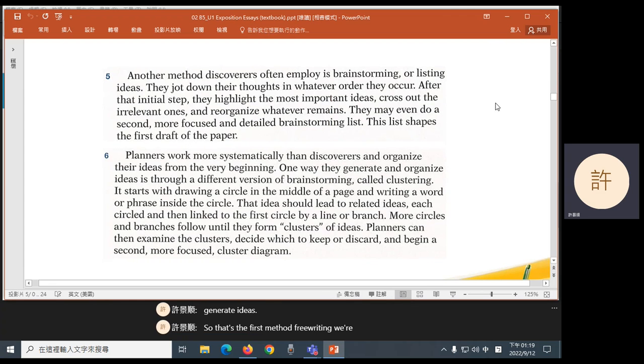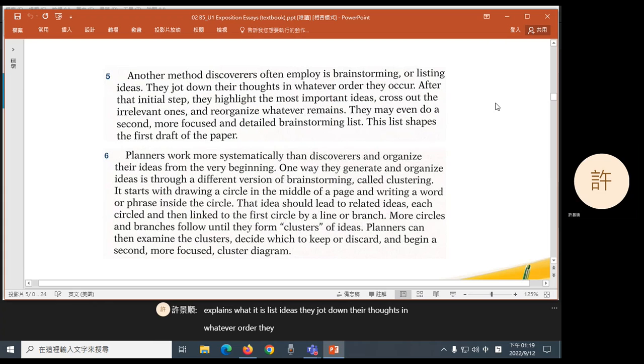We're still talking about discoverers. Another method discoverers often employ is brainstorming or listing ideas. So it gives us the name, right? Brainstorming. And then it explains what it is. List ideas. They jot down their thoughts in whatever order they occur. So you think of something, you write it down. You think of something, you write it down.